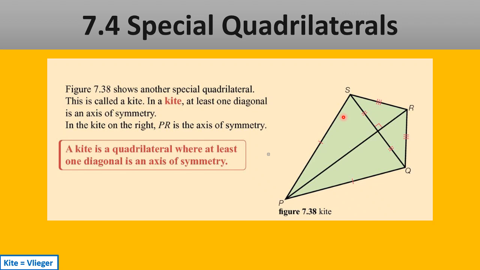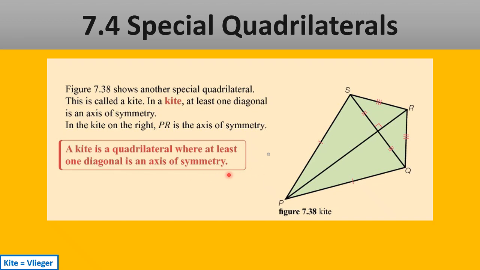Can you tell me which one is the axis of symmetry? Well, if you remember how an axis of symmetry works, it means that this part of the figure is going to be mirrored and exactly the same as this part, right? So PR is an axis of symmetry. QS isn't, because if I mirror this figure to here, this is certainly not the same as this one right here. So that's why they say at least one diagonal is an axis of symmetry.